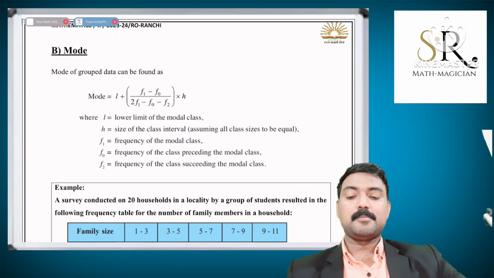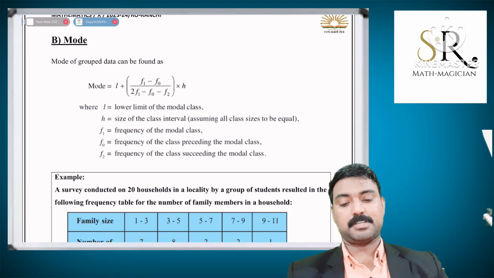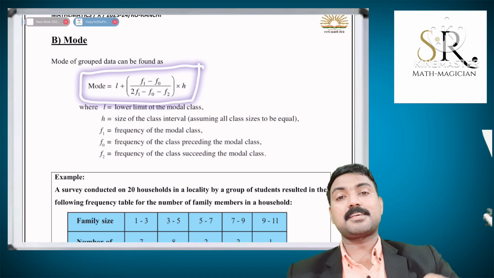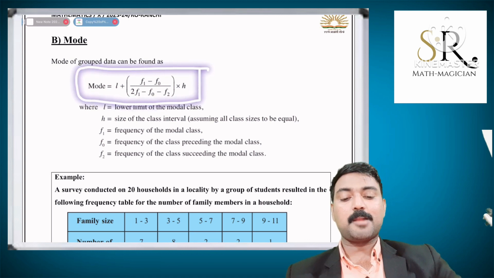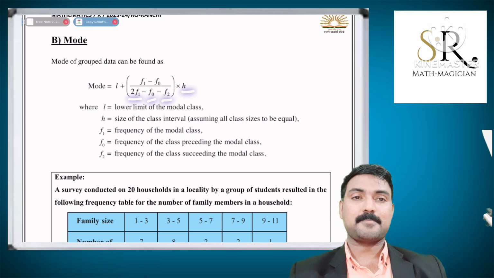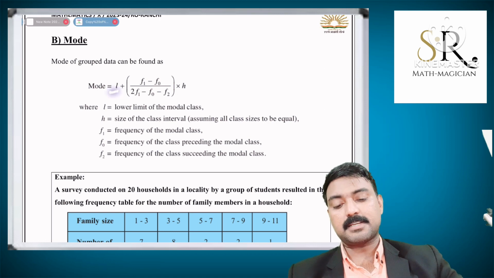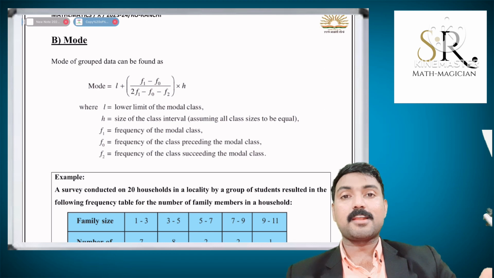Now next, mode. Mode means the most number of times repeating observation. For grouped data, there is an equation for finding mode. This is the equation. Mode is equal to L plus F1 minus F0 divided by 2F1 minus F0 minus F2, into H. What is this first letter L? L is the lower limit of the modal class.